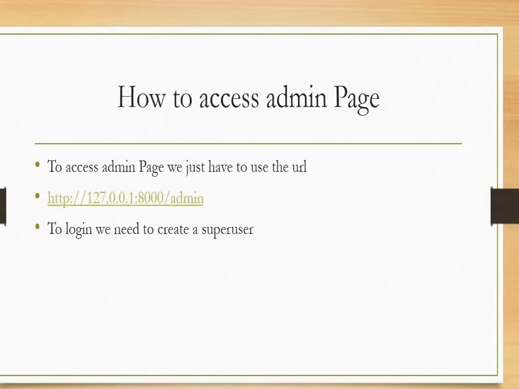So at present we are working with http://127.0.0.1:8000, which is my URL. Till now we worked with it. The next is we are working on slash admin. Once I click on slash admin, I'll get an admin page. Once this is done, I need to create a super user.